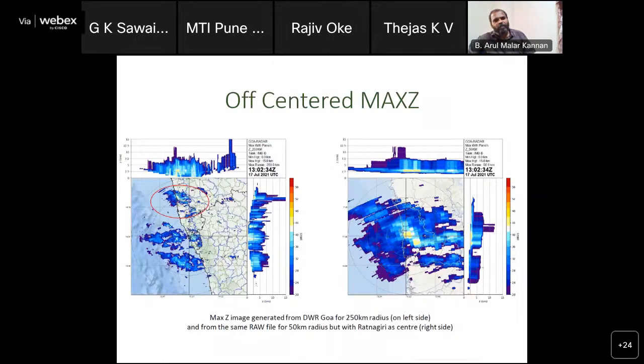And this is the off-centered maxZ, where you can see that if I'm interested in studying this region, which is circled on the left of the image, it has been taken up. I'll be getting the cloud height, including the region of the cloud cover. So this also has been done.